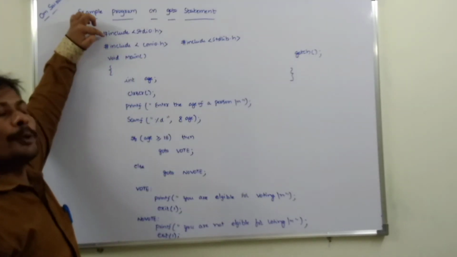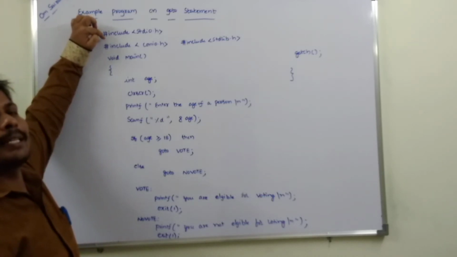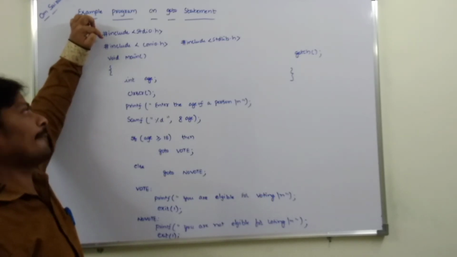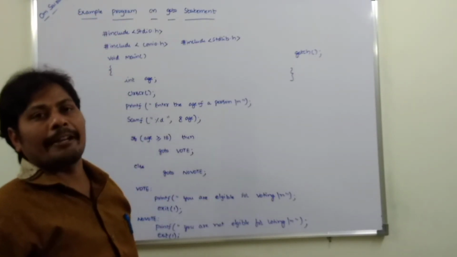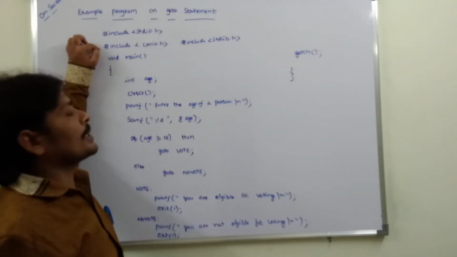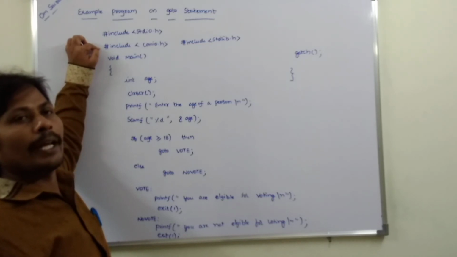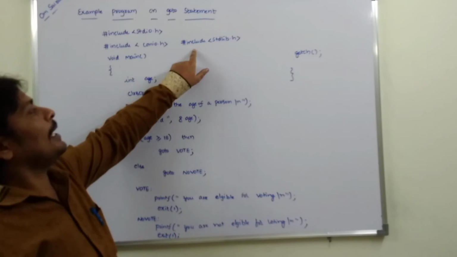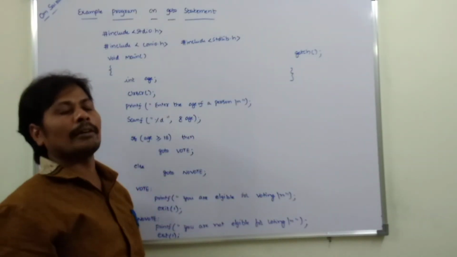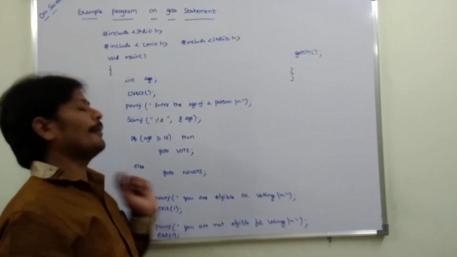Here we are using 3 header files. #include <stdio.h> is the standard input output header file, and it contains the printf and scanf statements. Next, #include <conio.h> is the console input output header file, and it contains 2 functions, clrscr and getch. The third header file, #include <stdlib.h>, is the standard library header file, and it contains the exit function.